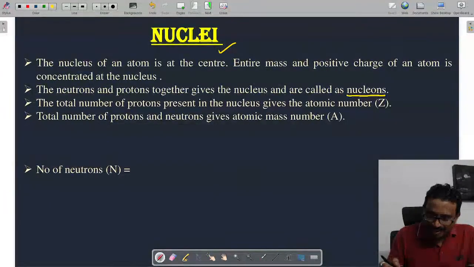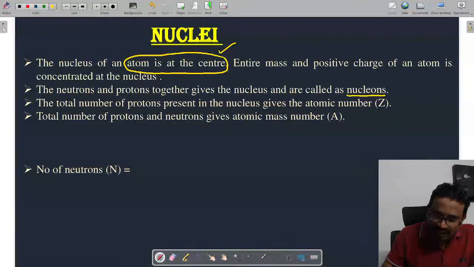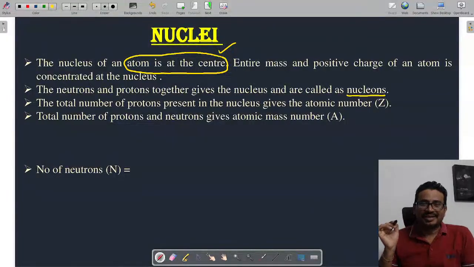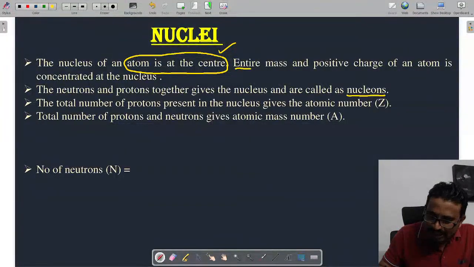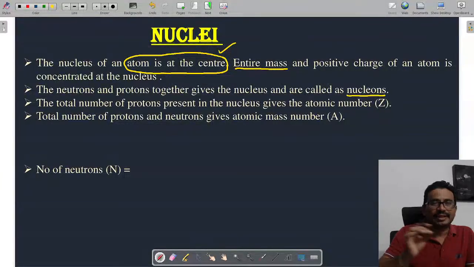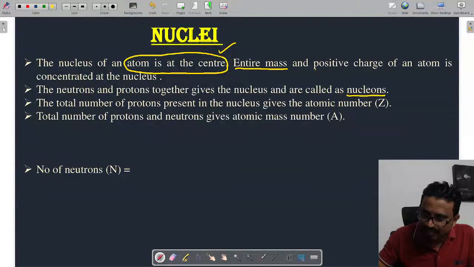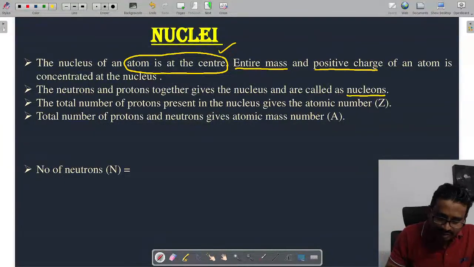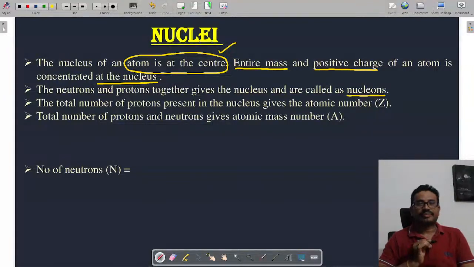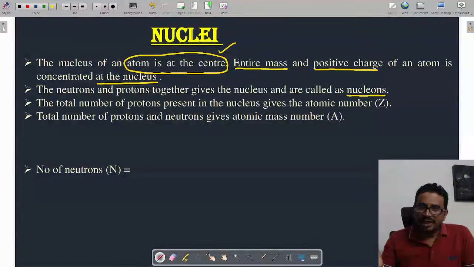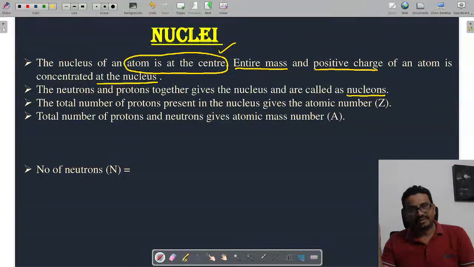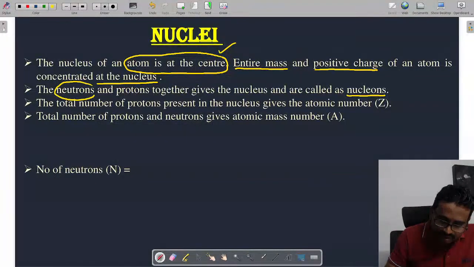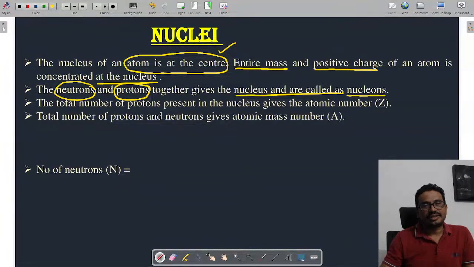Now, the nucleus lies at the center of the atom. Where will the nucleus lie? At the center of the atom. At the nucleus, maximum mass, almost 99% of the mass, and the complete positive charge will be concentrated at the nucleus only, at the center. The entire mass and the complete positive charge will be concentrated. And neutrons and protons together are called nucleons.